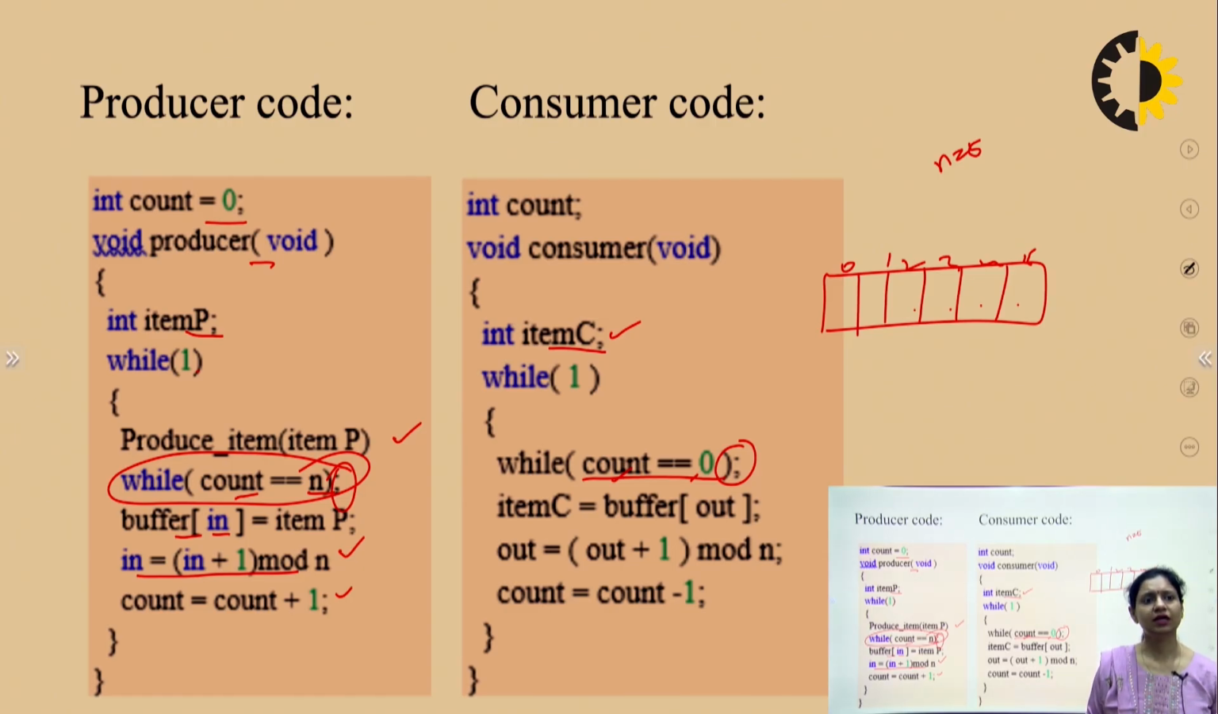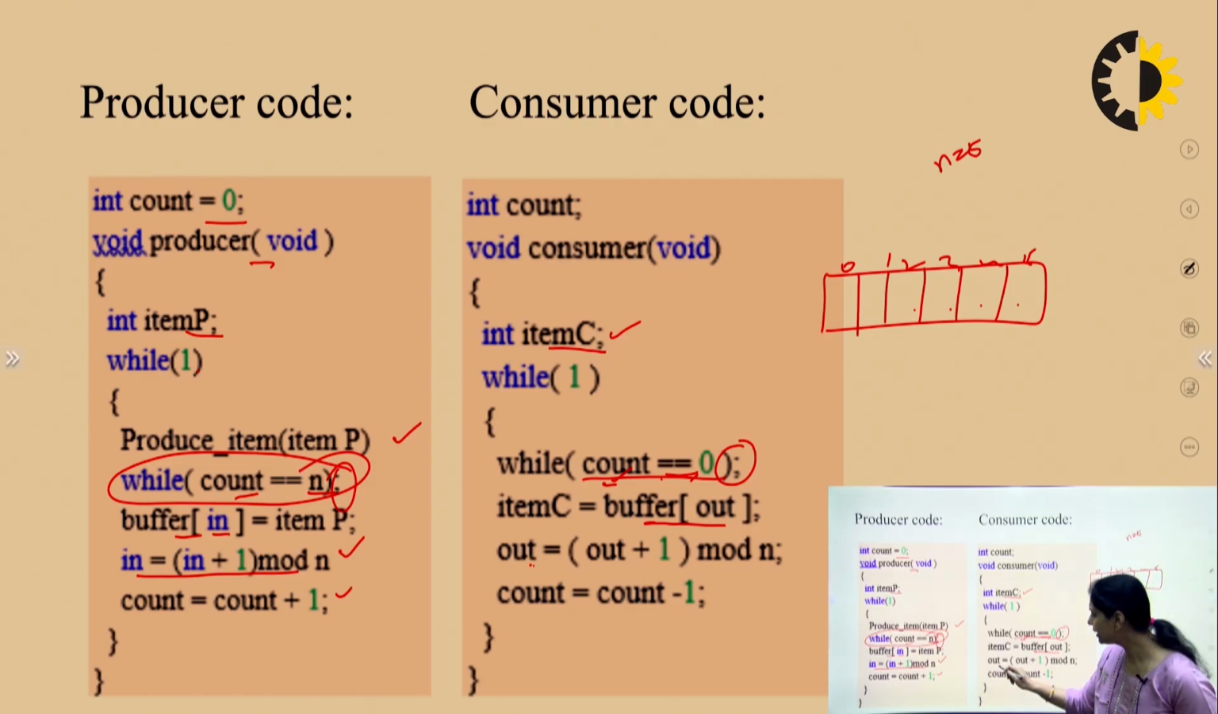Once the value of count is different from 0, that is, it is incremented, that means that the consumer can consume an item and the count can be decreased. So, in case there is an item in the buffer, what will happen? The count will not be equal to 0. Once the count is not equal to 0, this condition becomes false and the consumer enters into the next statement. The consumer enters into the next statement and it says the buffer out. It will consume an item.